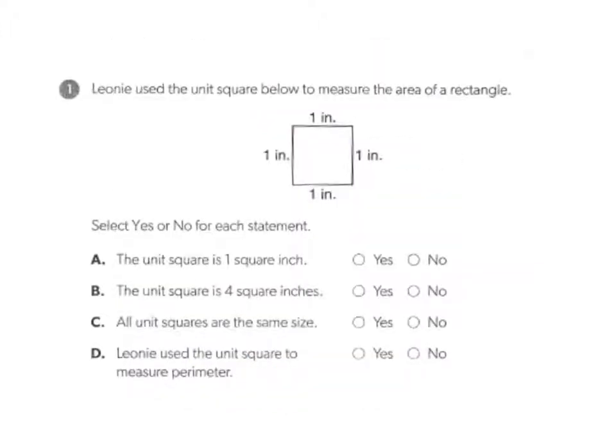Let's take a look at number 1. It says Liani used the unit square below to measure the area of a rectangle. Select yes or no for each statement. Letter A says the unit square is 1 inch. So I see the unit square is 1 inch. So that is going to be yes.